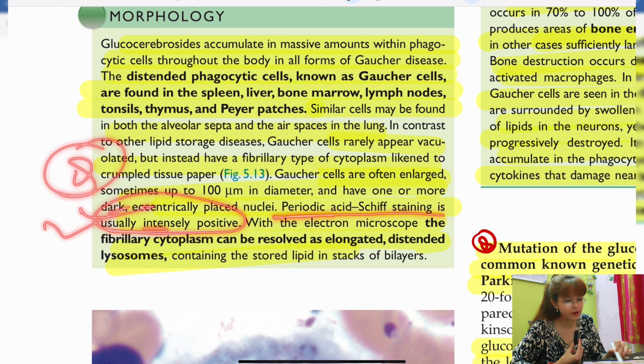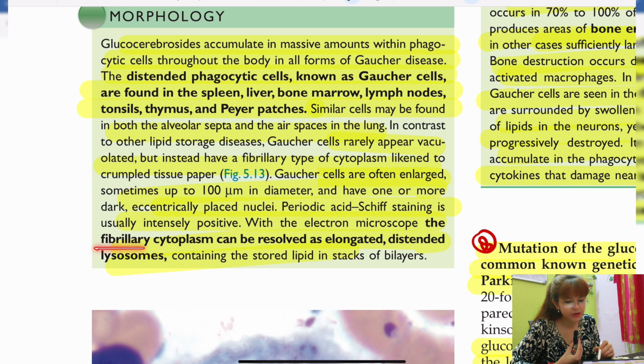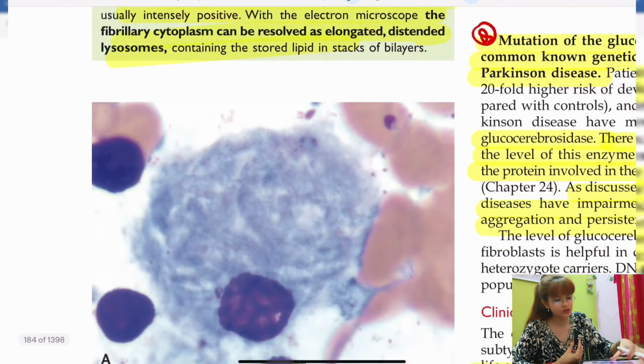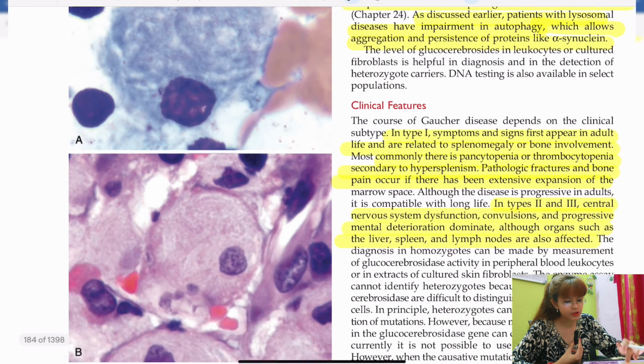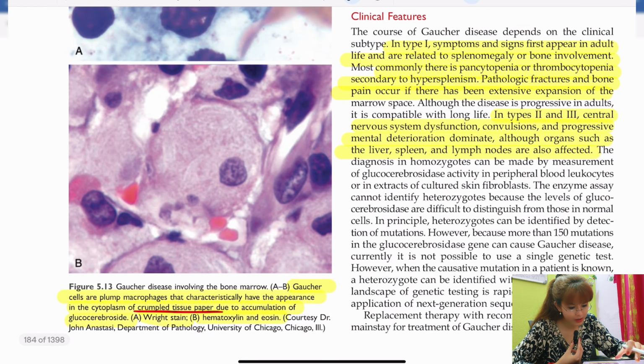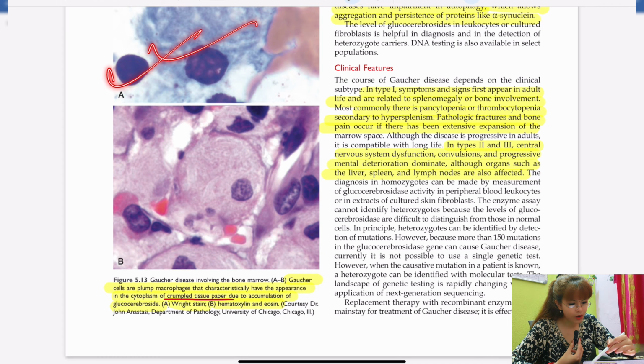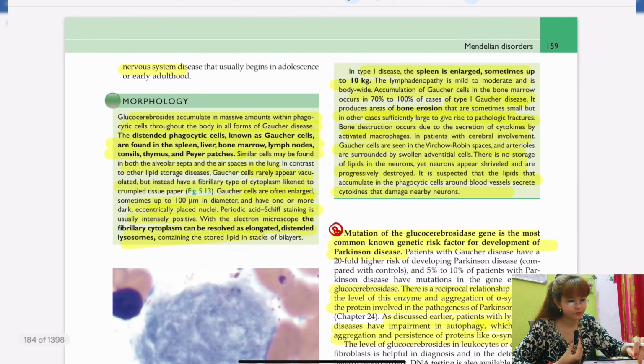Important point with the electron microscope: you can see this fibrillary cytoplasm, which can be resolved as elongated distended lysosomes. So you can see this is the crumpled tissue paper appearance. The first one is the PAS stain and this one is the H&E stain.